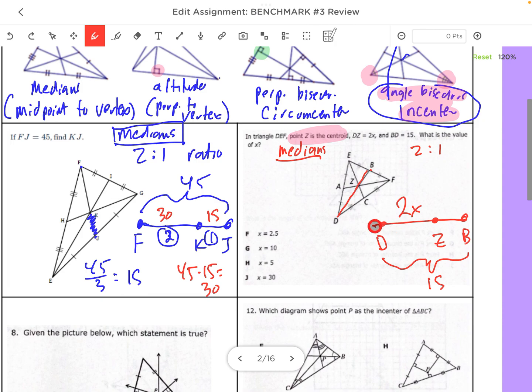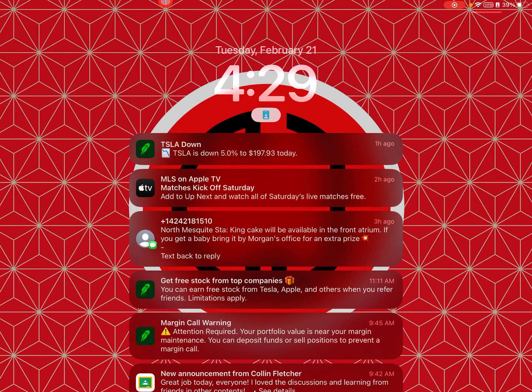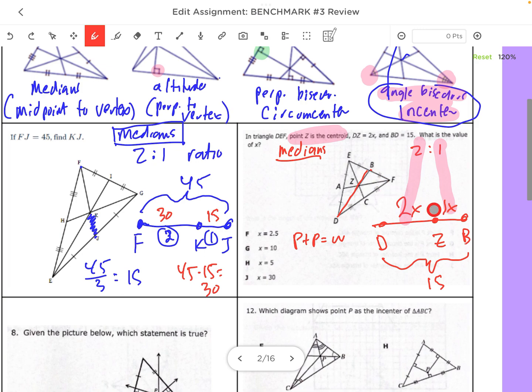That's weird, right? We don't know x, but let's think about this, a 2 to 1 ratio. If this is 2x, this has to be half of that, which is 1x. Now let's think: part plus part equals whole. This is a little higher level, but you've got this. This part plus this part equals this, so 2x plus 1x equals 15. That means 3x equals 15. We divide both sides by 3, so x equals 5.